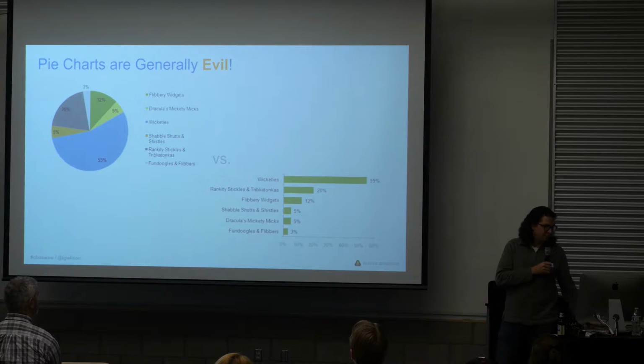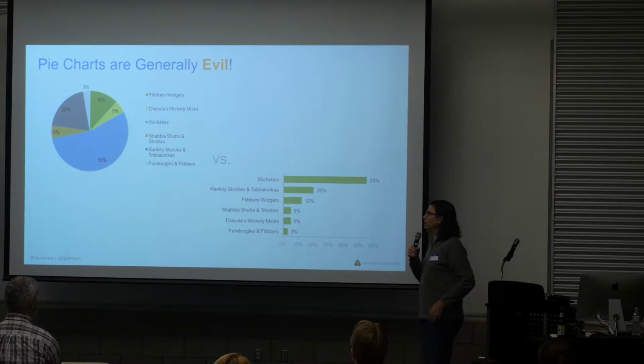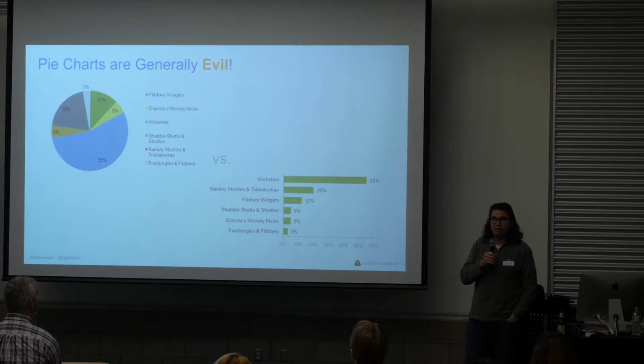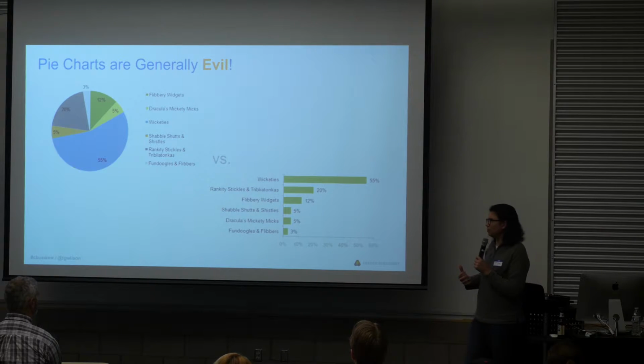In most cases, instead of a pie chart, a horizontal bar chart works way, way better. I'm not relying on color here. My eyes aren't bouncing back and forth. I'm just reading it top to bottom as I'm used to reading something.